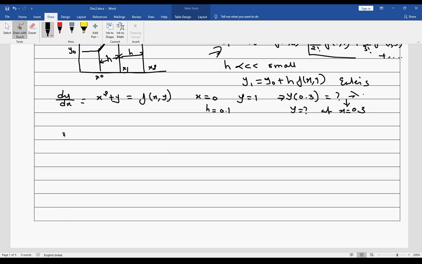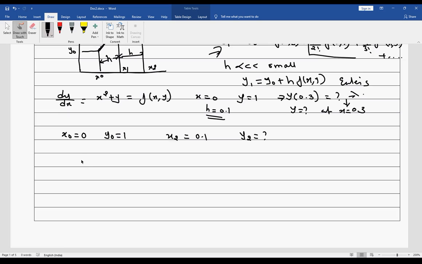First you have to write my x0 is 0, y0 is 1, and my x2 will be x0 plus h. So that will be 0.1. I don't know what is the y2. So this is what I am trying to find out.